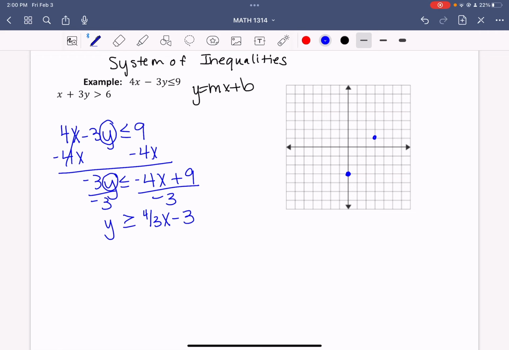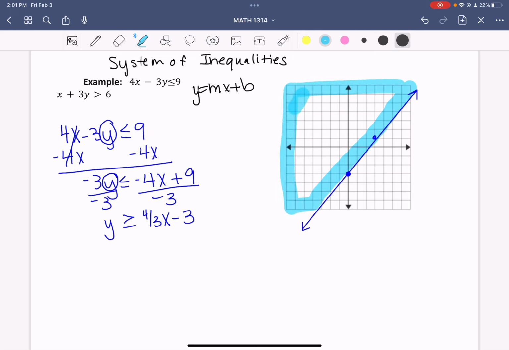Now I am going to create this line. This is a solid line because it's equal to. So I'm going to create my straight line here. And then I'm going to do my shading, and I'll coordinate my shading here. I want y's that are greater than that line, so that means I want this shaded area right here.